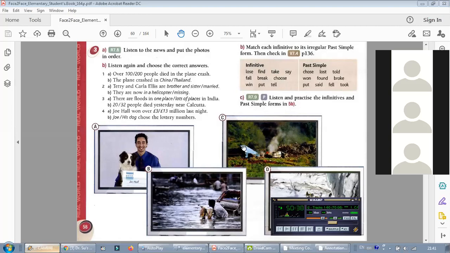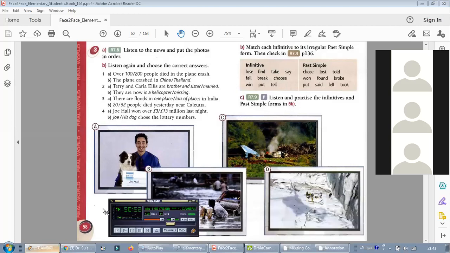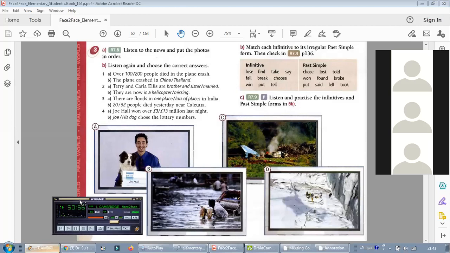It's 1 o'clock and here's Teresa Ross with the news. Over 100 people died in a plane crash in China last night. The plane was on its way to Thailand, but crashed only minutes after it left the airport. Terry and Carla Ellis, who want to become the first British husband and wife to climb Mount Everest, are missing only 3 days after they started their climb. Helicopters are now looking for the two climbers.